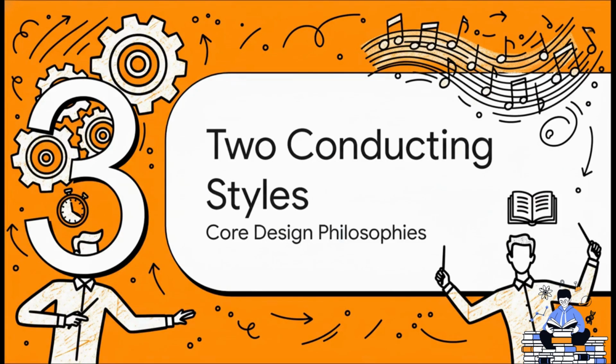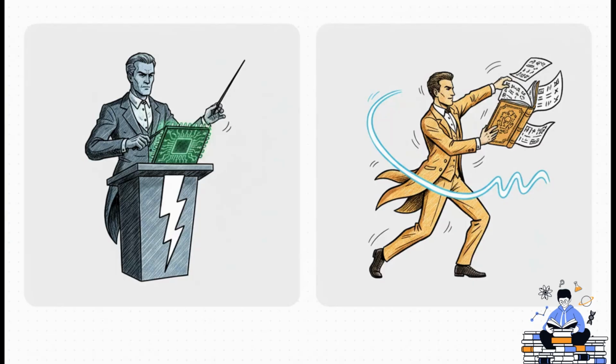Okay, but this is where it gets really, really interesting. As it turns out, not all conductors work the same way. When you're designing a CPU, there are two fundamentally different philosophies for how to build this control unit. On one hand, you have the strict conductor. This is the hardwired design. Think of its logic as being physically etched right into the silicon. This makes it insanely fast. There's no hesitation. But it's completely rigid. If the music changes, you need a whole new conductor.